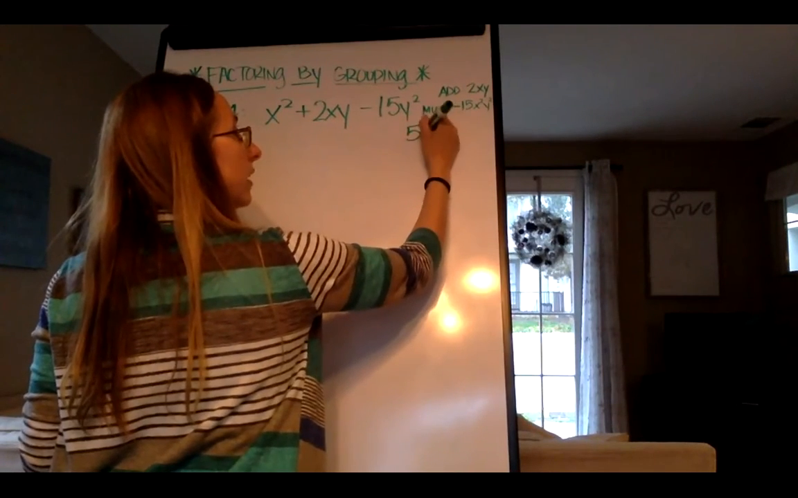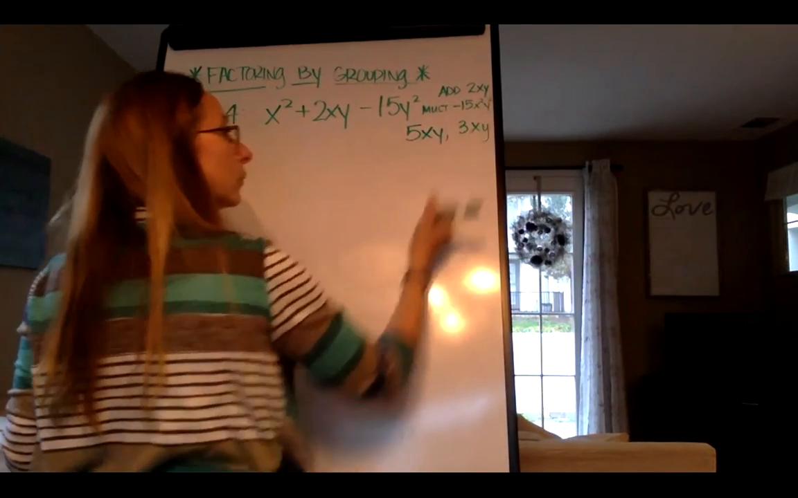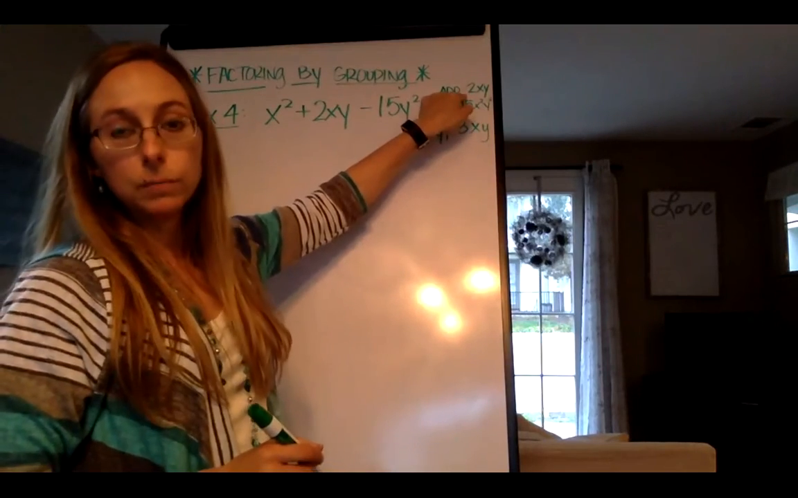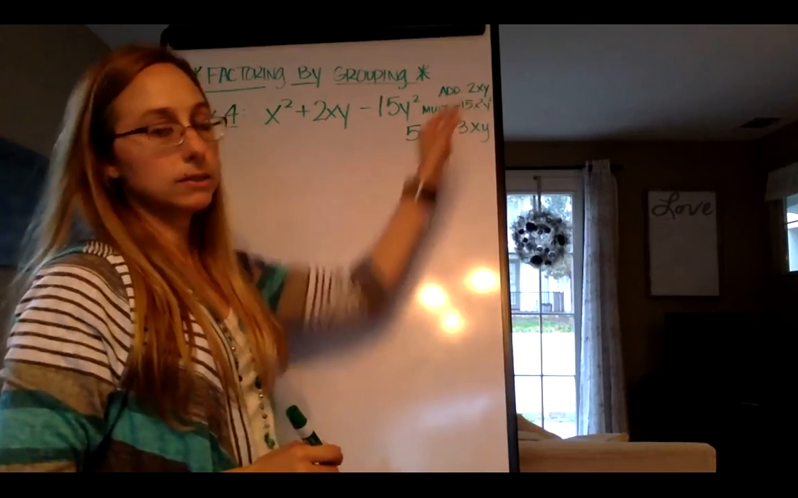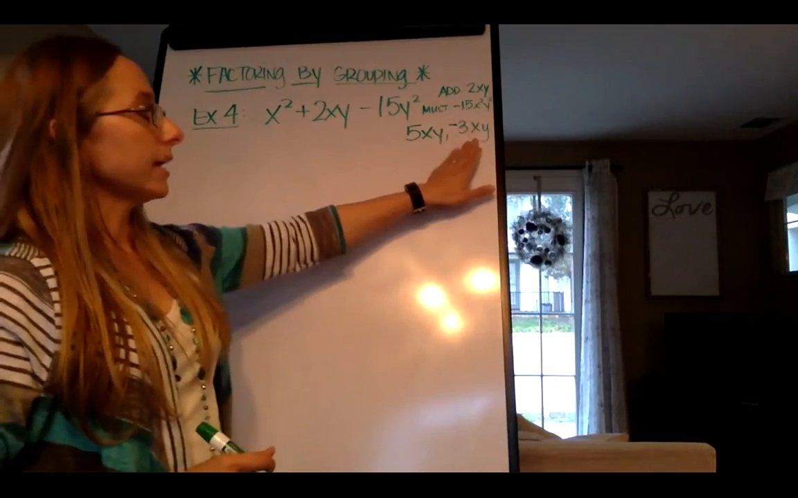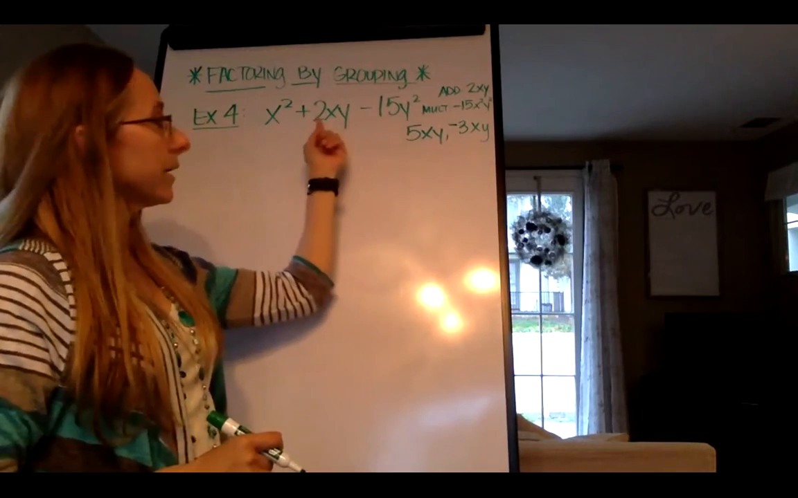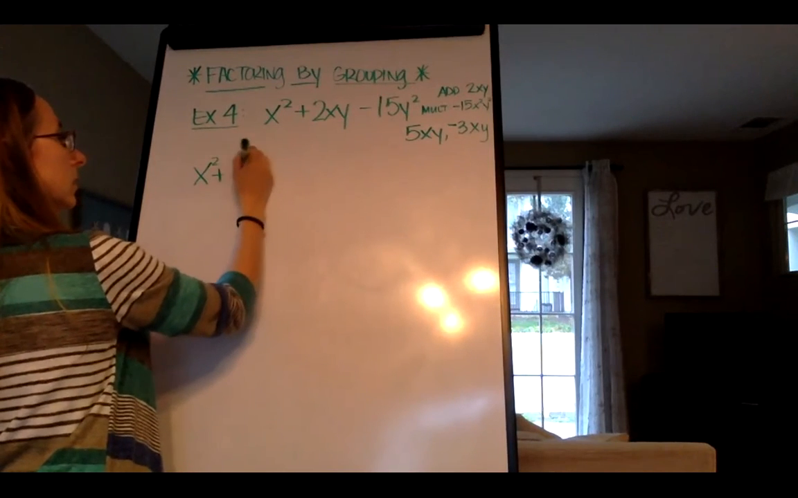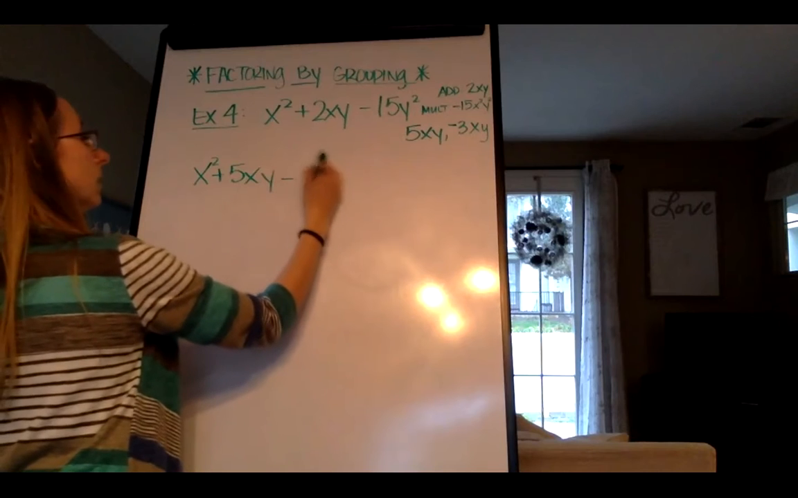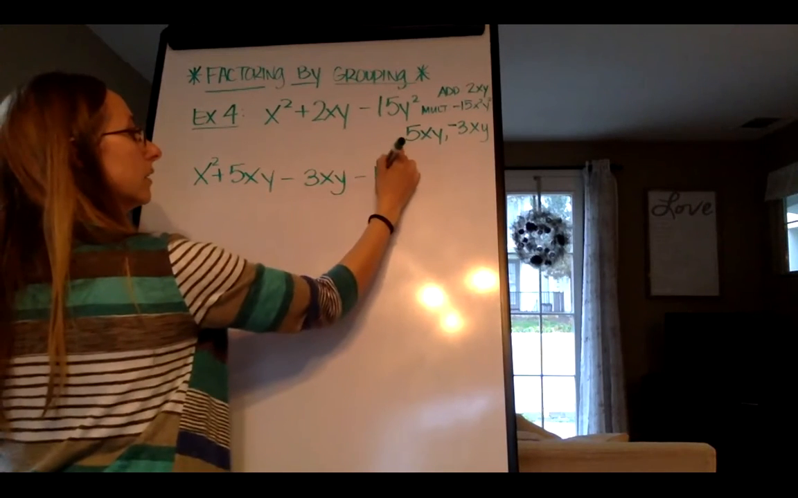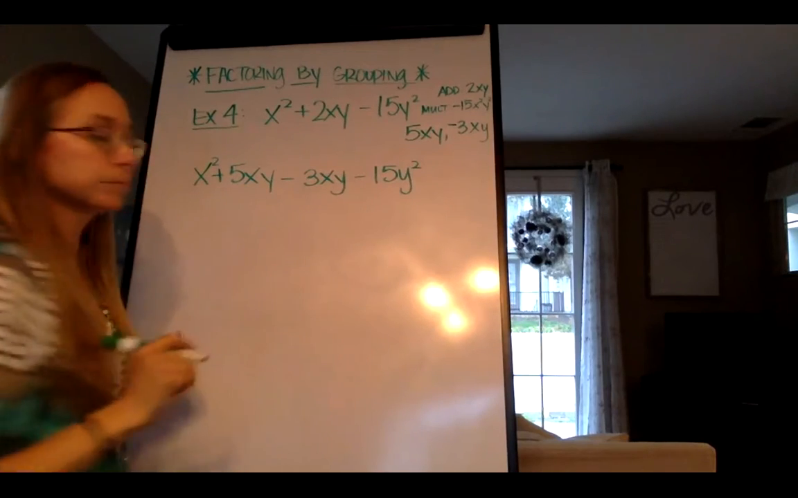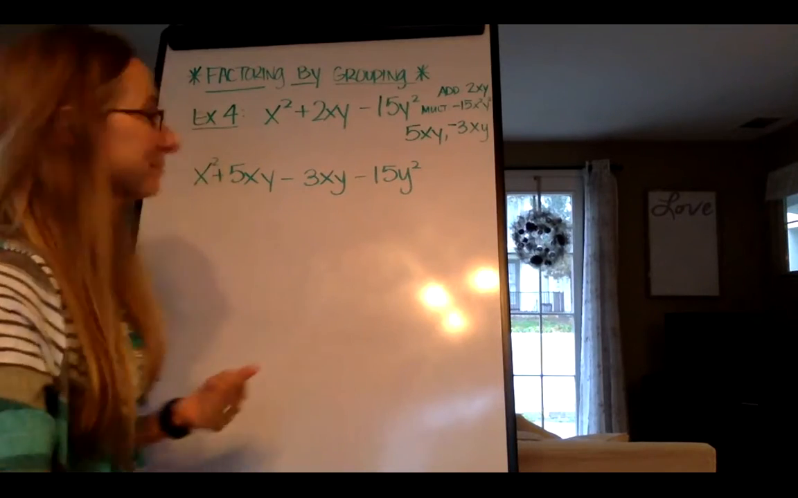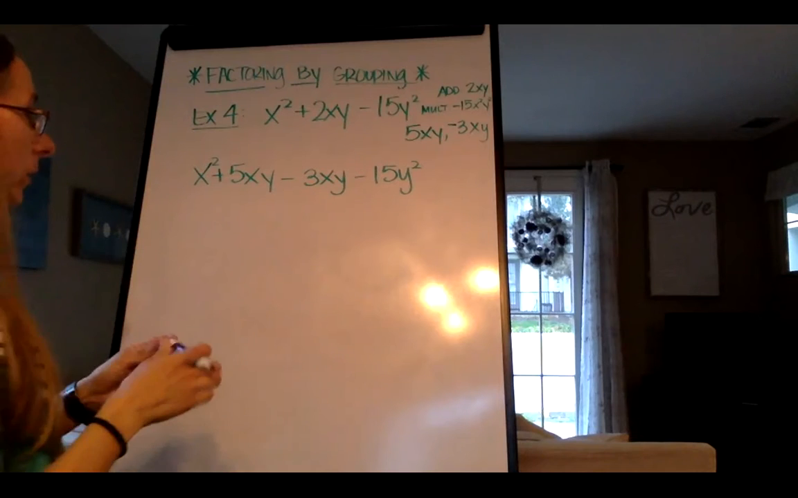So 5 and 3, so 5xy and 3xy. Which one's negative? The 3 is going to be negative, because when we add them up together, they have to equal positive 2. So 5 minus 3 gives you positive 2. So 5xy and negative 3xy. Using those two terms, let's rewrite our middle term of 2xy. So we have x squared plus 5xy minus 3xy minus 15y squared. Okay, now that we have a 4-term polynomial, we can go ahead and do factoring by grouping. Looking at our first two terms, x squared plus 5xy.